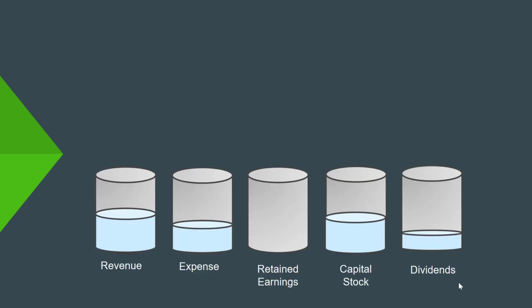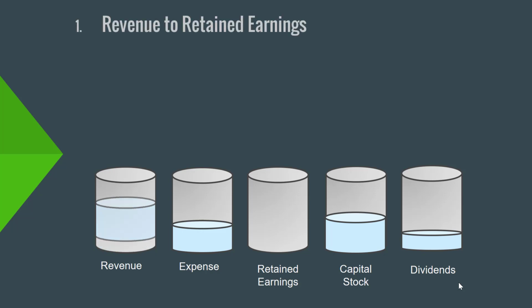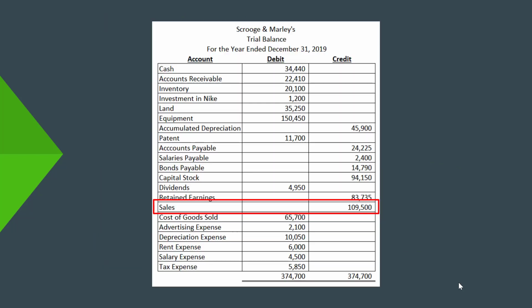So going back to our glass examples, the first adjusting entry we needed to make was to pour out everything from retained revenue and put it into retained earnings. So if we look back at our trial balance, we only have one revenue account, sales, and we can see on here that it is a credit balance of $109,500. Remember, the goal is to get it to zero.